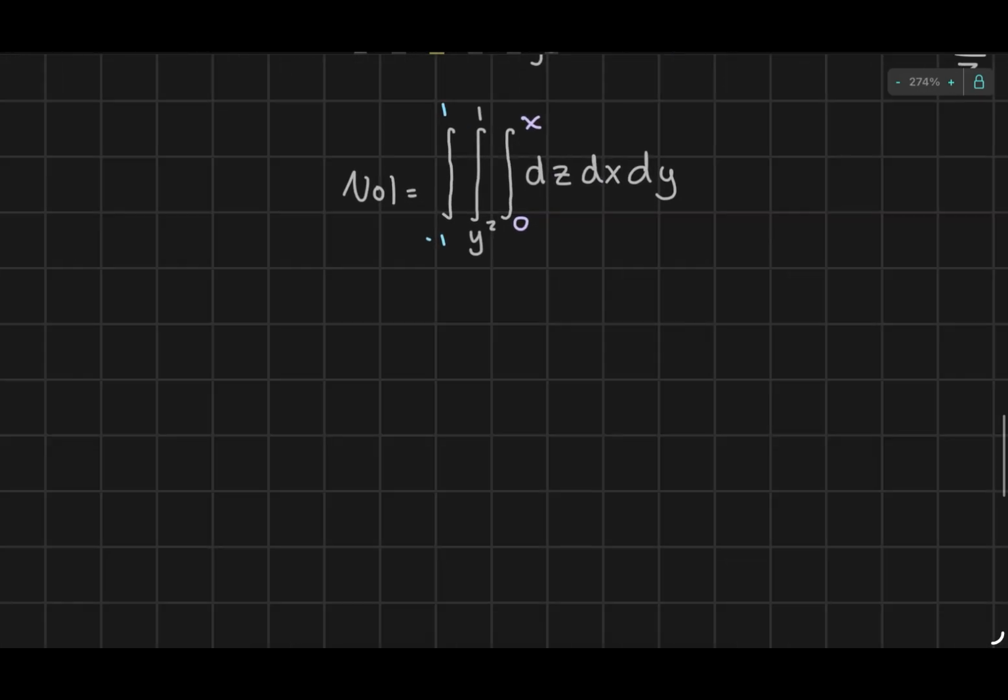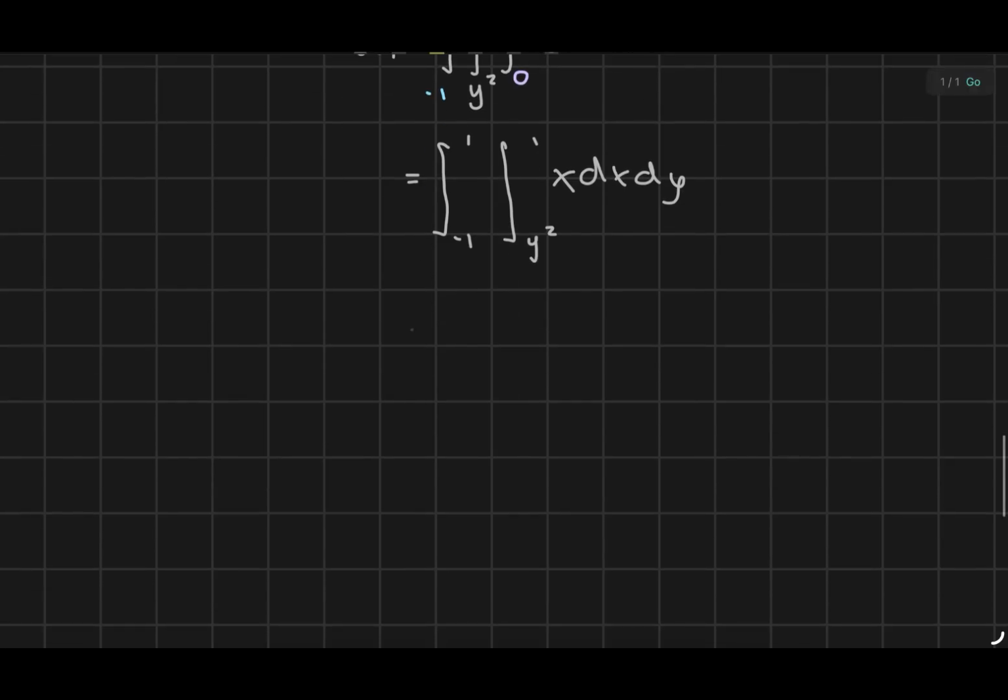Alrighty, let's go ahead and solve it now. We're going to have the integral from negative 1 to 1 and the integral from y squared to 1 of z evaluated from x to 0. That's going to just be x, dx, dy. Now we're going to be integrating from negative 1 to 1. This is going to be 1/2 x squared from y squared to 1 dy.